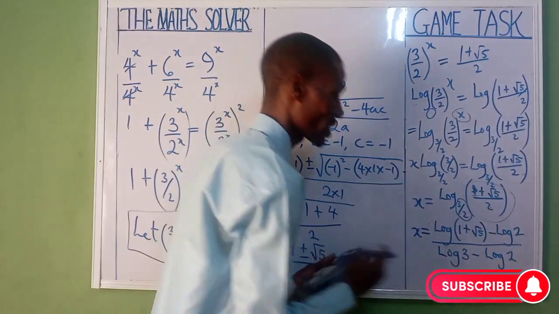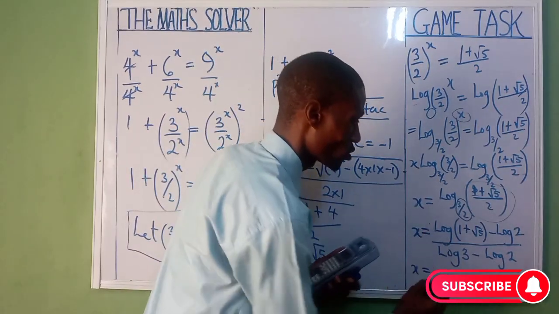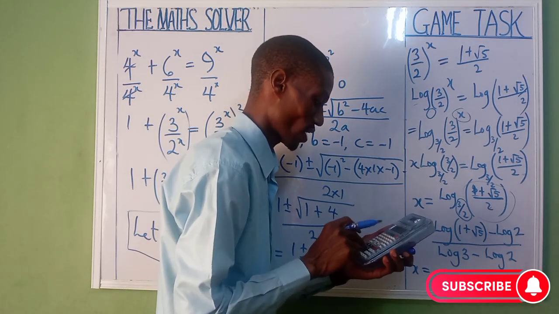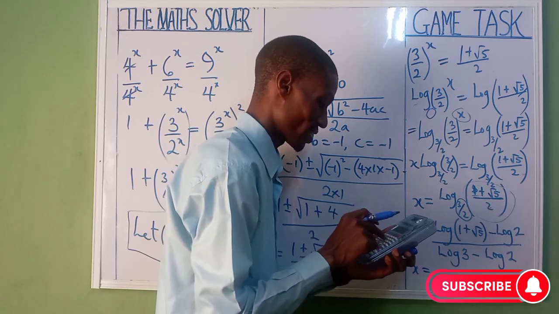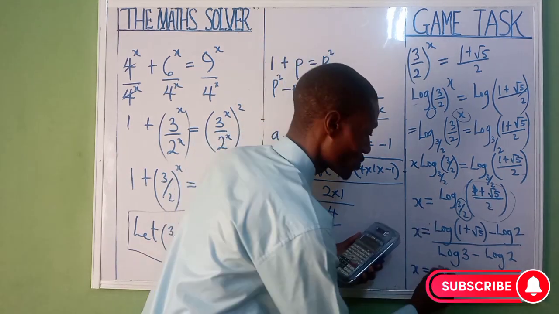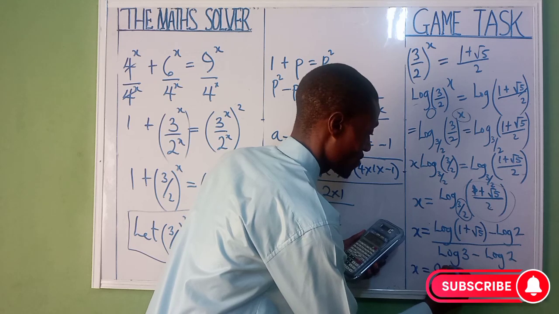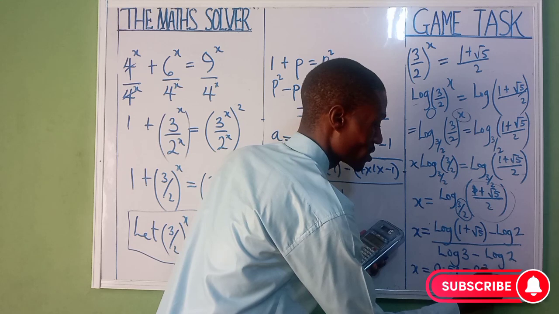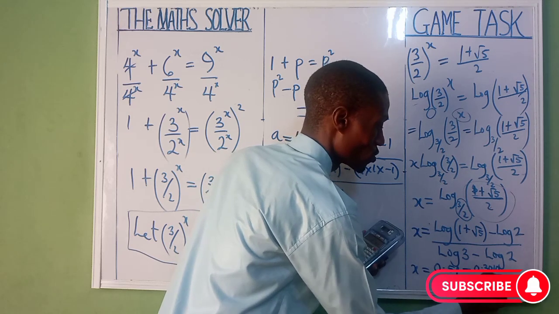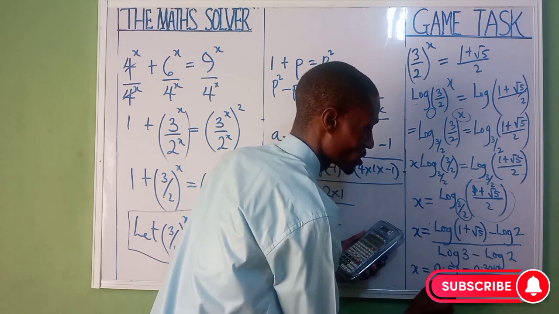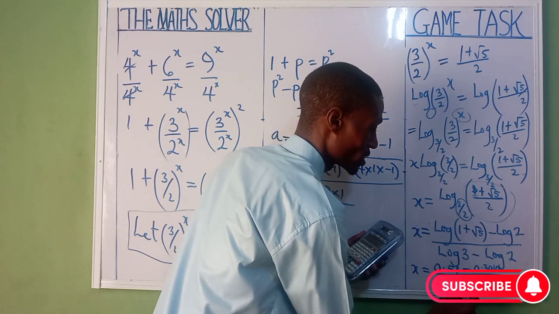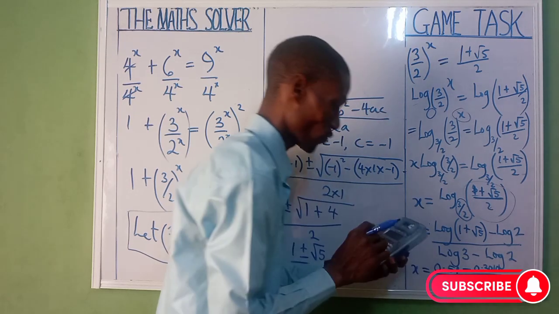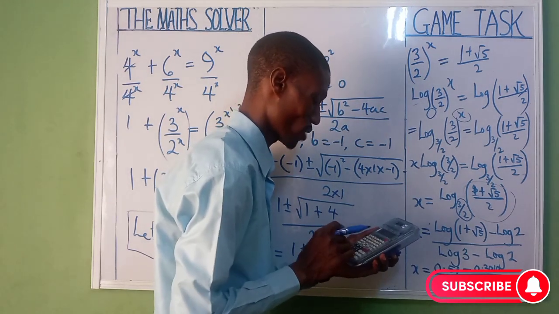So I'm now going to get our x. So x equals, let's now get our log. We have 1 plus root 5, then the log of it, which is 0.51, that's the first one, minus our log 2, which is 0.3010. That's our log 2. Over log 3, which is 0.4771, minus log 2, which is 0.3010.